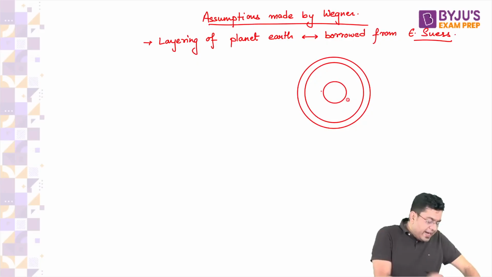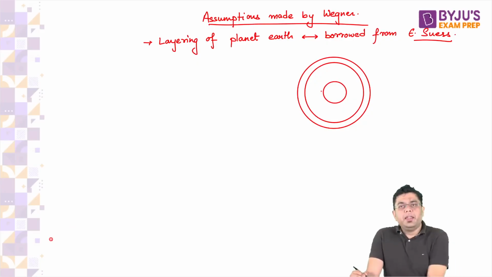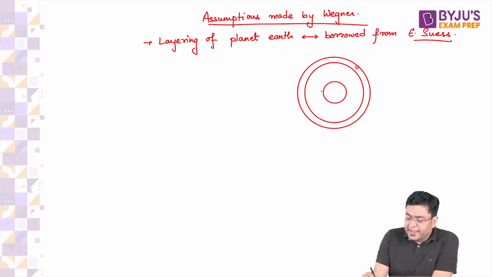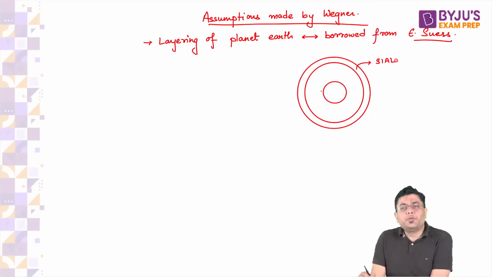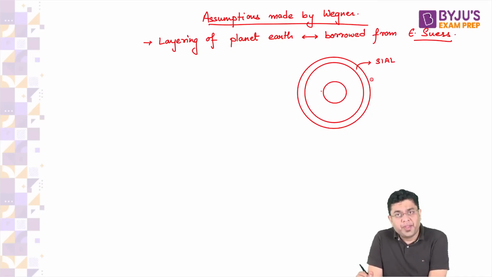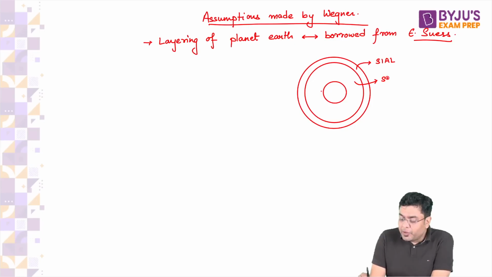He basically had said that the planet is simply divided into three layers. The topmost layer, which we refer to as the crust, he said that this is made up of silica and aluminium, and that is why it will be referred to as Sial. Then he said that the region of the mantle is made up of silica and magnesium, and that is referred to as Sima. And then he said that the region of the core is dominated by nickel and iron, and that will be referred to as Nife.